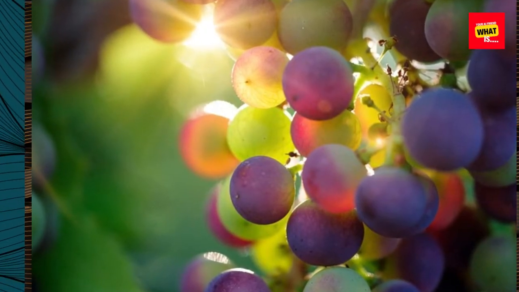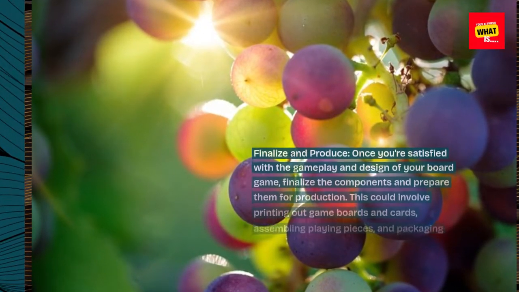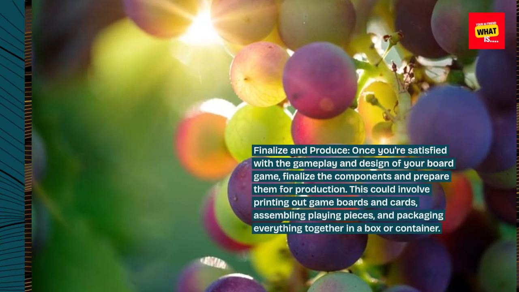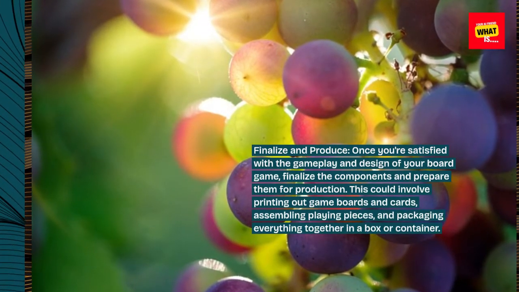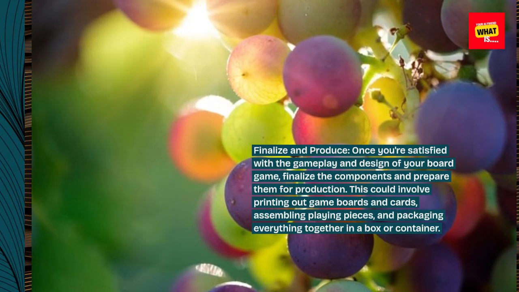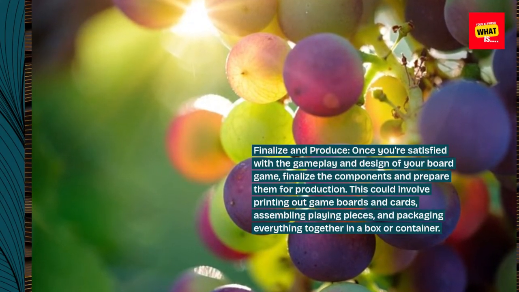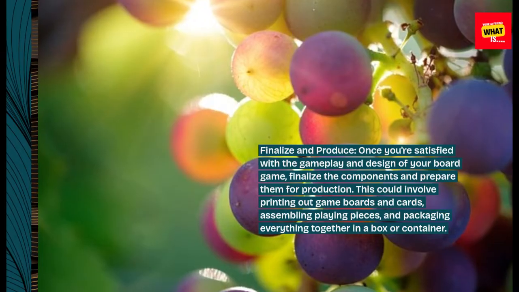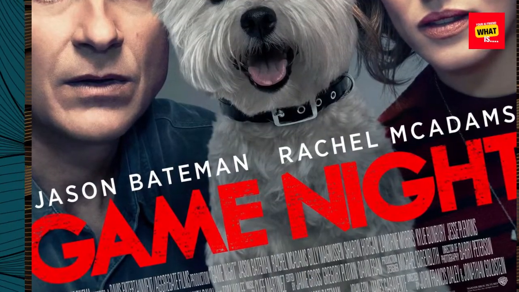Finalize and produce. Once you're satisfied with the gameplay and design of your board game, finalize the components and prepare them for production. This could involve printing out game boards and cards, assembling playing pieces, and packaging everything together in a box or container.